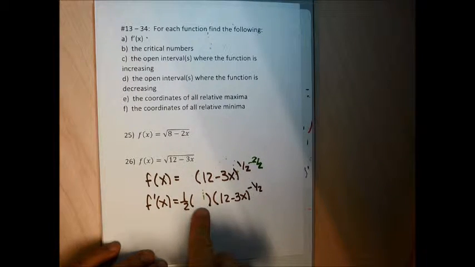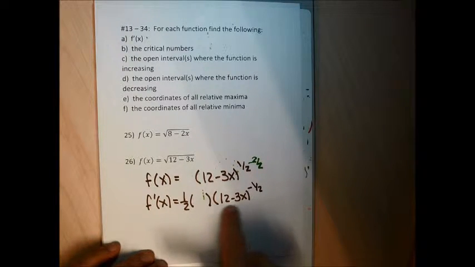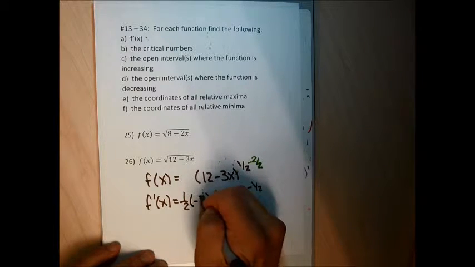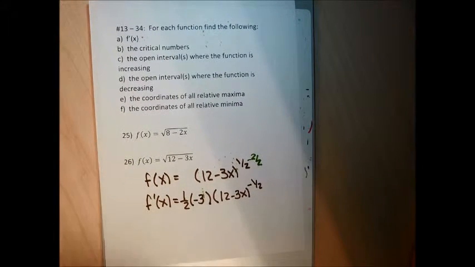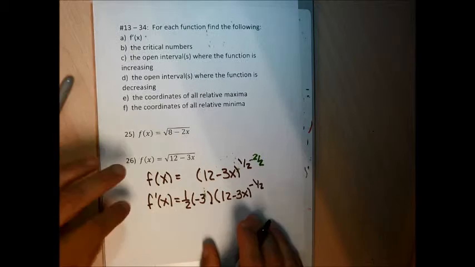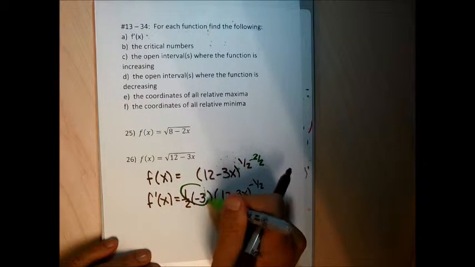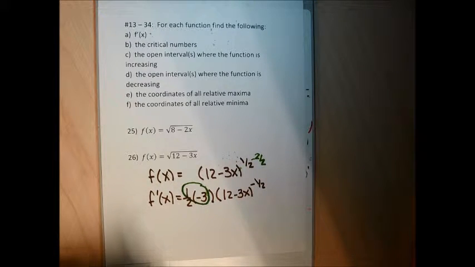Inside the parentheses that I left myself some room for the shortcut of the chain rule, I'll write the derivative of 12 minus 3x. 12 is a constant, it has a derivative of 0. Minus 3x is a first power term, and first power terms have the derivative of their coefficient, so you get minus 3. I'm going to clean this up. I'm going to multiply 1/2 times minus 3. To multiply those, you just multiply the 1 and the minus 3 together.